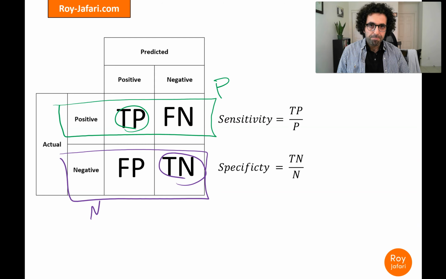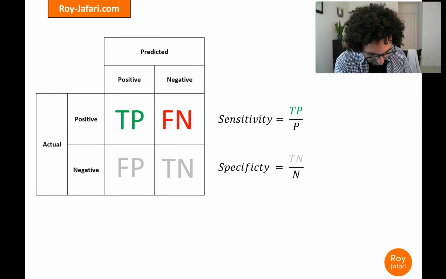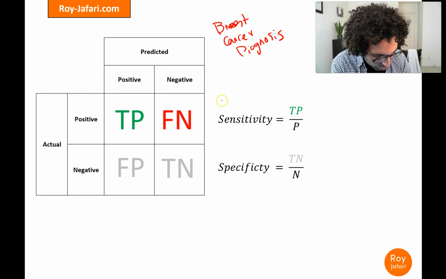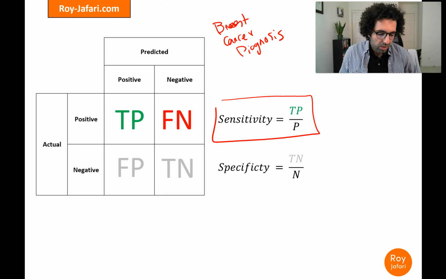So now we have a metric that can focus on what is more important for us in the case of breast cancer diagnosis, right? If we were to choose one of these two metrics for our breast cancer diagnosis, which one would we choose? Of course, we choose sensitivity. But before continuing with this video, let me talk a little bit about what sensitivity and specificity are.